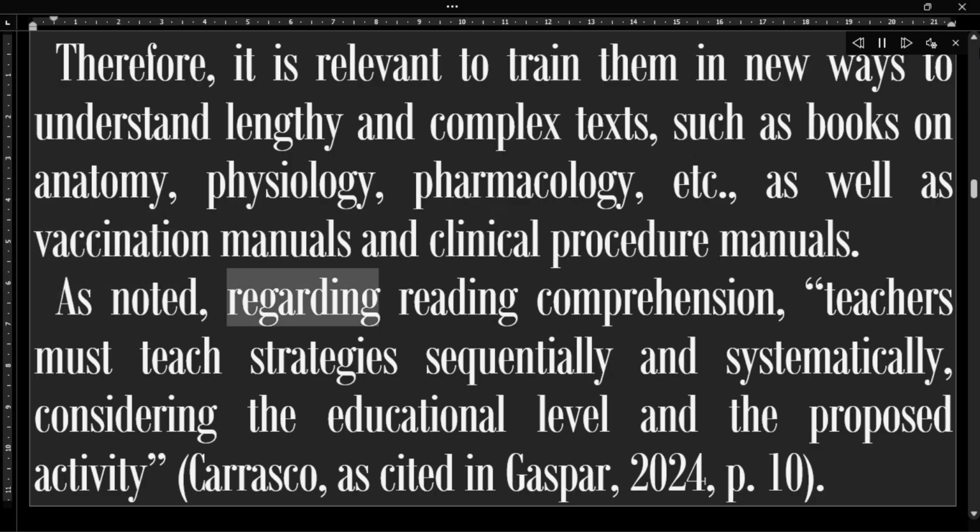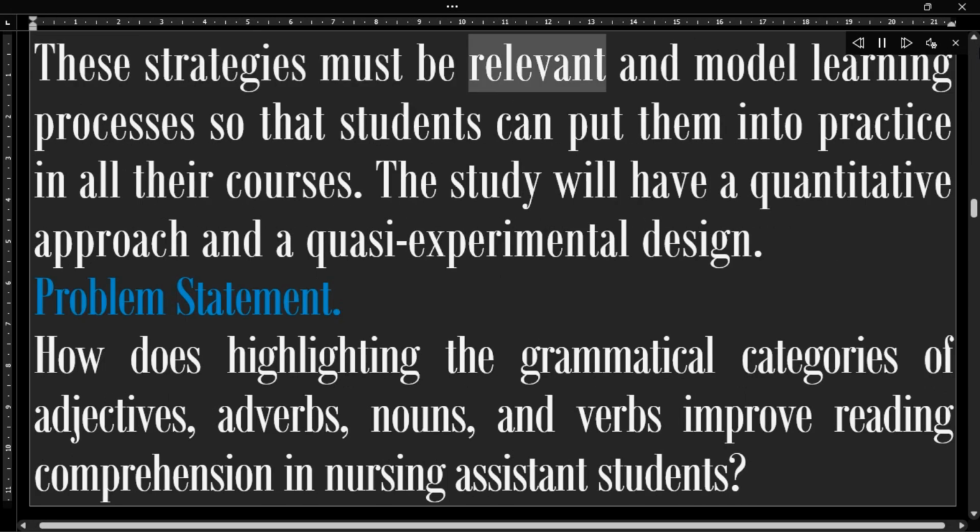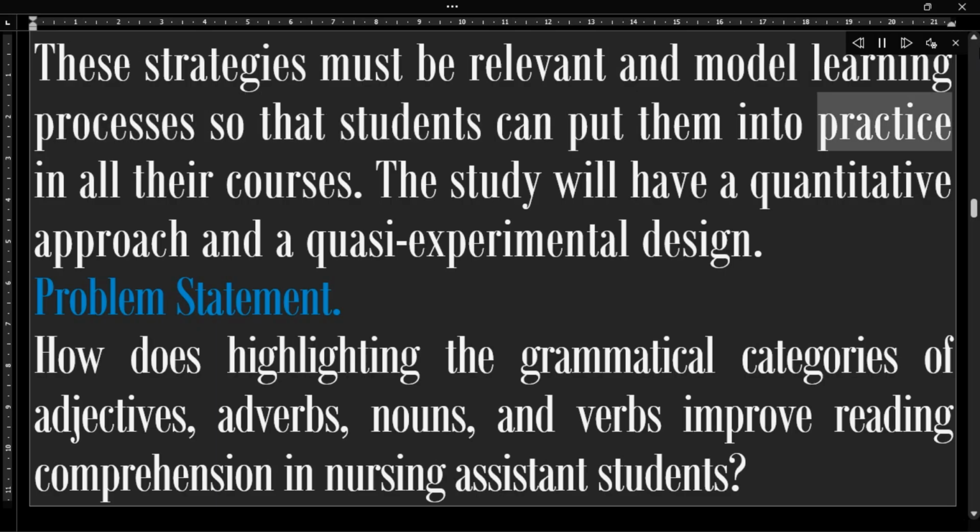As noted, regarding reading comprehension, teachers must teach strategies sequentially and systematically, considering the educational level and the proposed activity (Carrasco, as cited in Gasper, 2024, page 10). These strategies must be relevant and model learning processes so that students can put them into practice in all their courses. The study will have a quantitative approach and a quasi-experimental design.